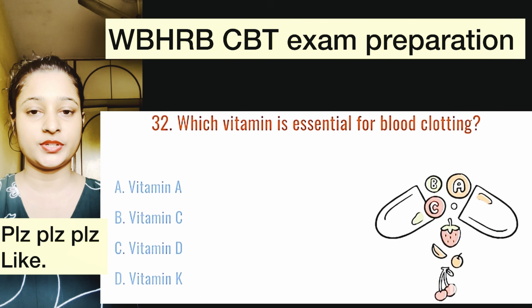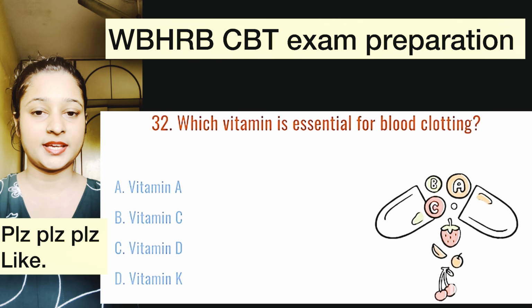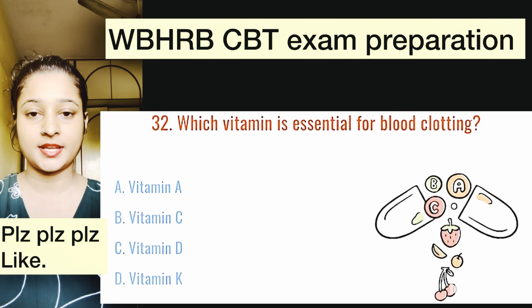Question number 32 is which vitamin is essential for blood clotting? Option A is vitamin A, option B is vitamin C, option C is vitamin D and option D is vitamin K. Here correct option is option D vitamin K.